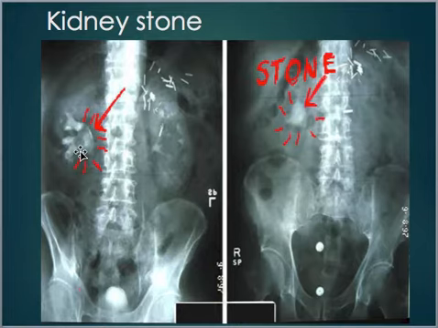This is an image of a couple kidney stones. So there's a big stone here inside the renal pelvis of the kidney. And then you've got another one over here. These stones are actually very large in size. I mean, these would not be able to be passed on their own. The patient would have to go to surgery.